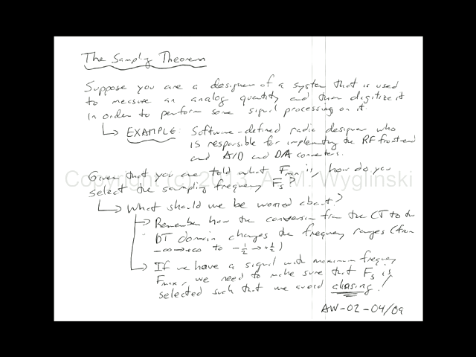So sampling theory really comes down to the following. Suppose you're a designer of a system. You want to measure an analog quantity, digitize it, and perform signal processing on it. Let's say this is a band-limited signal that you're dealing with. What should your sampling be?